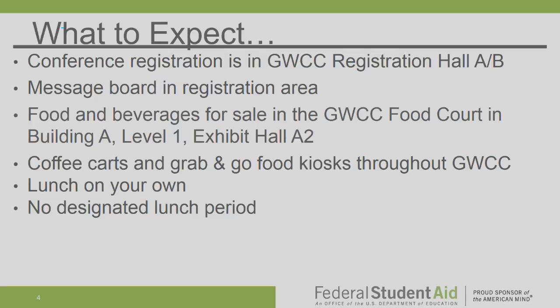The food and the beverages, those are for sale in this building, the Georgia World Conference Center, in building A. That's on level 1. That's down on the very bottom floor. I believe we're on level 4 here. So the beverages and food are for sale on the first floor of this building, but there are coffee carts throughout this facility, and you can grab some food from food kiosks. Now, lunch is on your own. What I mean by that is this. There's no pre-designated or scheduled lunch time period for the whole group.